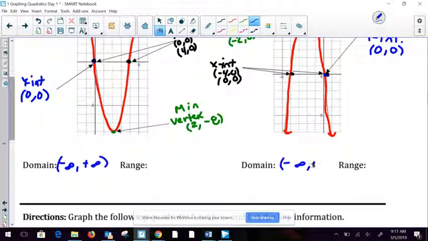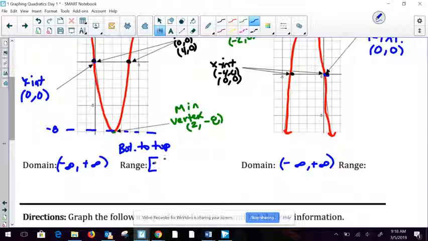Where things change up are our ranges. Remember, the range is from bottom to top. So looking at the graph on the left, the very bottom of my graph is right there. Where does that line up on the y-axis? Well, -5, -6, -7. It lines up at -8. So my range goes from -8, and everything's pointing up, to +infinity.